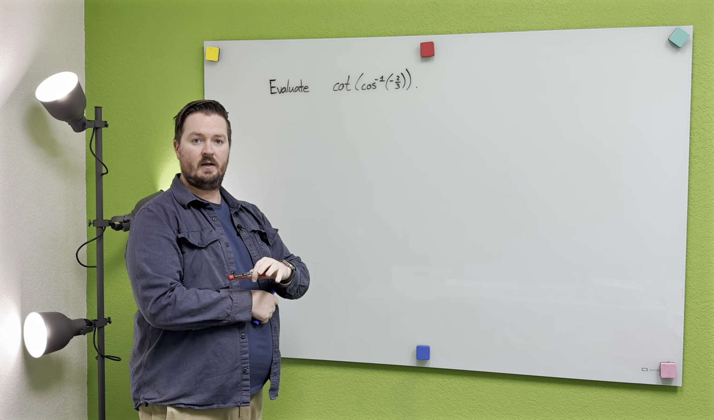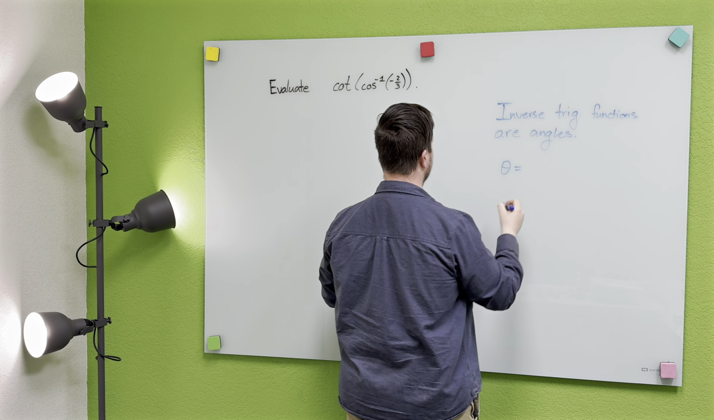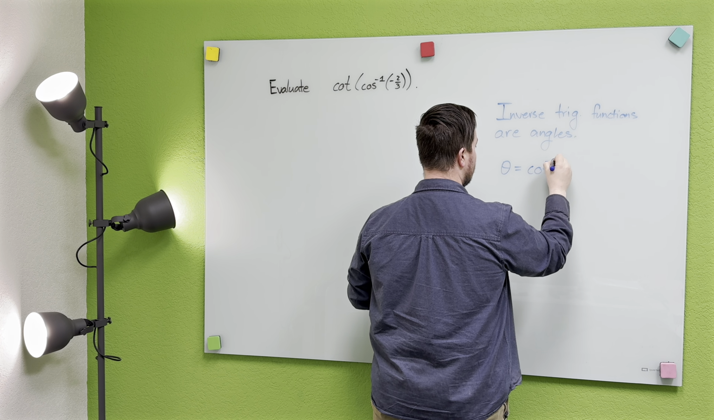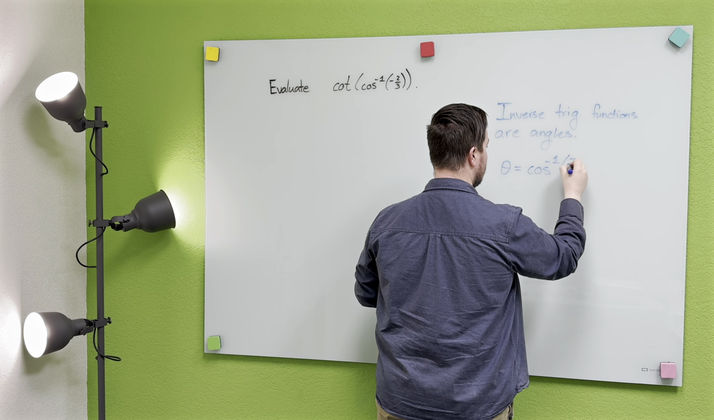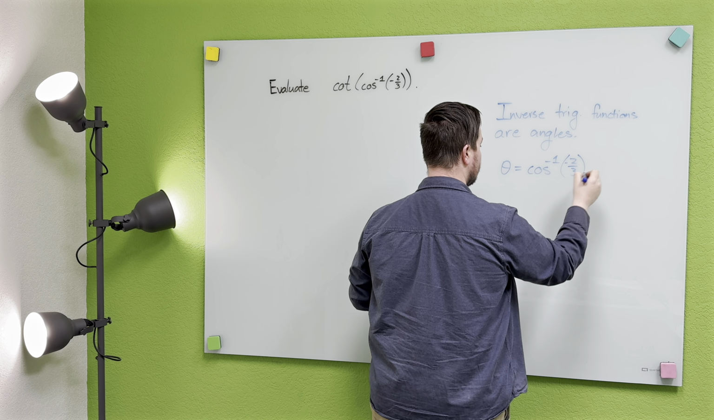Today I want to talk to you about how to evaluate trig functions that come as a combination of trig functions with inverse trig functions. Just to begin, I want to do a quick review of what an inverse trig function is. Inverse trig functions are angles. So in this instance, we can say the angle theta is the same as cosine inverse of -2/3.